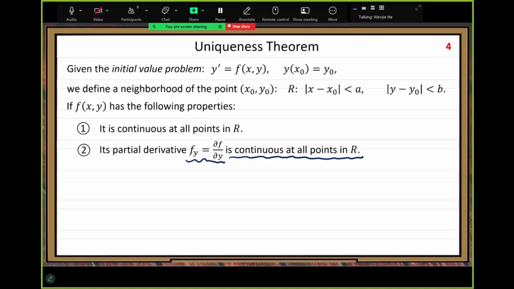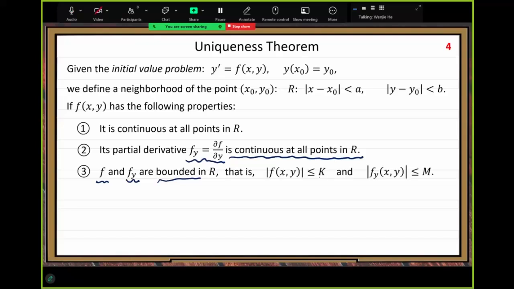Condition number 3, this time for the boundedness: we want both functions, f and partial f over partial y, to be bounded in R. F bounded in R is our old existence condition, but we add a new condition, partial f over partial y must also be bounded in R. For the bounds we just use two different constants, capital K and capital M. Then our conclusion is this initial value problem has at most one solution.